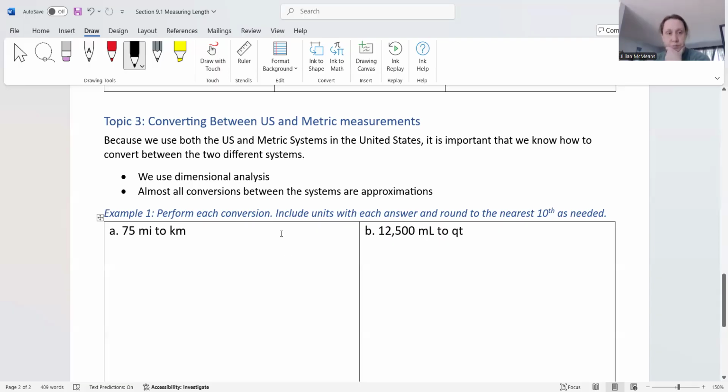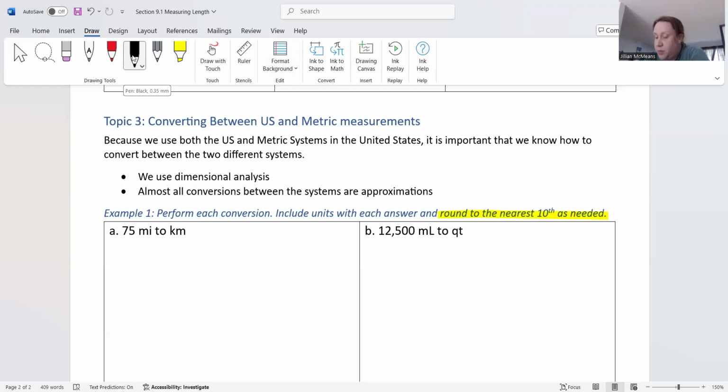Oops, my bad. Okay, so for example 1, it says perform each conversion, include units with each answer, and round to the nearest tenth as needed. So please do know that we are going to round to the nearest tenth as needed. So this is why we cover that 1.2 stuff about rounding, estimation, and then what was it? Place value, rounding, and estimation.